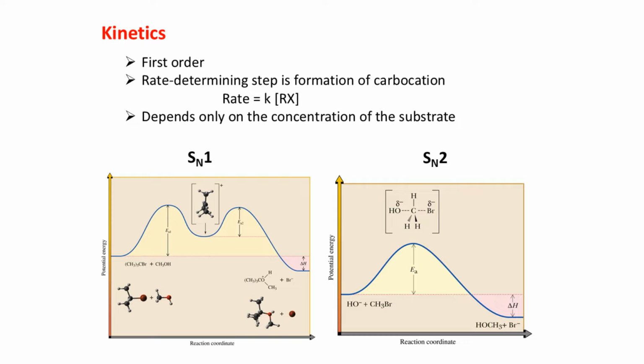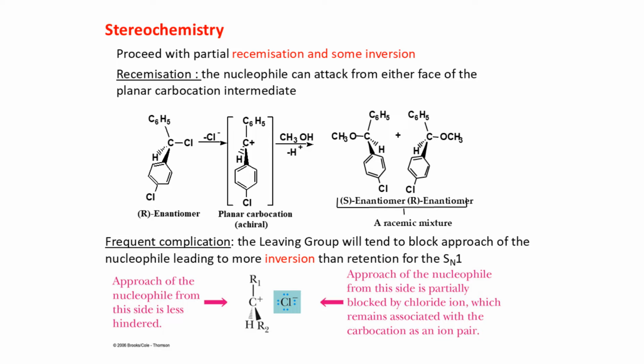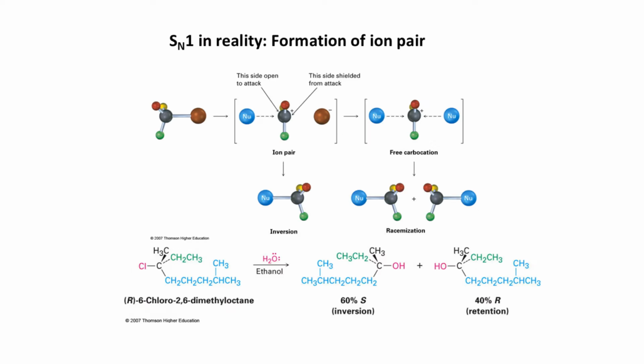The kinetics of SN1 reactions are first order, depending only on the concentration of the substrate, with the rate law, rate = k[RX]. SN1 stereochemistry can lead to partial racemization and inversion due to the planar nature of the carbocation intermediate. In reality, SN1 reactions can form ion pairs, leading to a mixture of inversion and retention products.